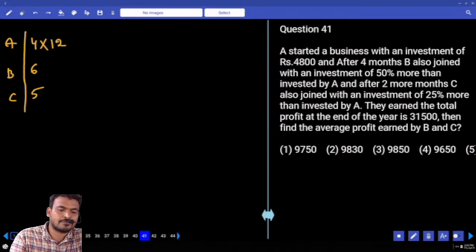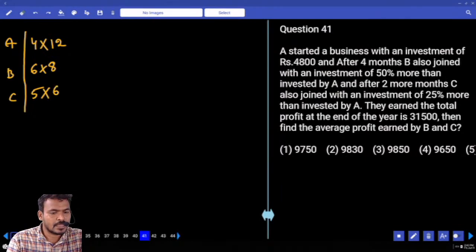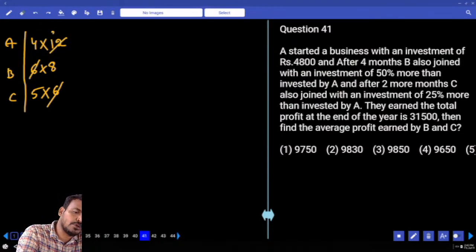B will join after 4 months. Then how many months is it? 8 months. C will join after 2 more, so C invested 6 months. All are multiples of 6. 6 ones are 6, 6 twos are 12, so how many times? 2 times. What is the profit ratio?